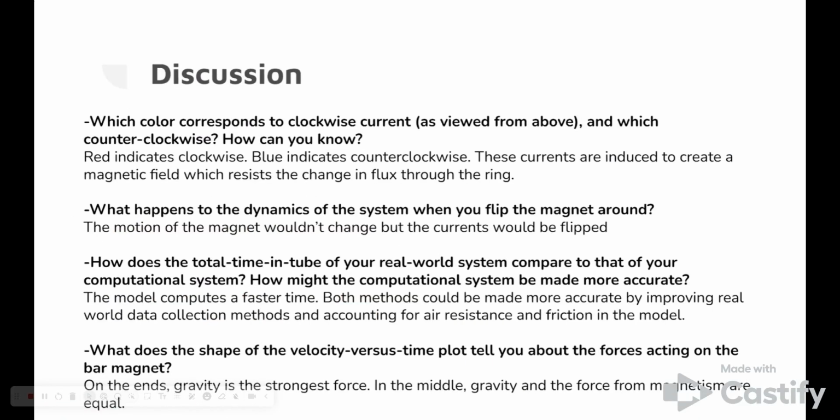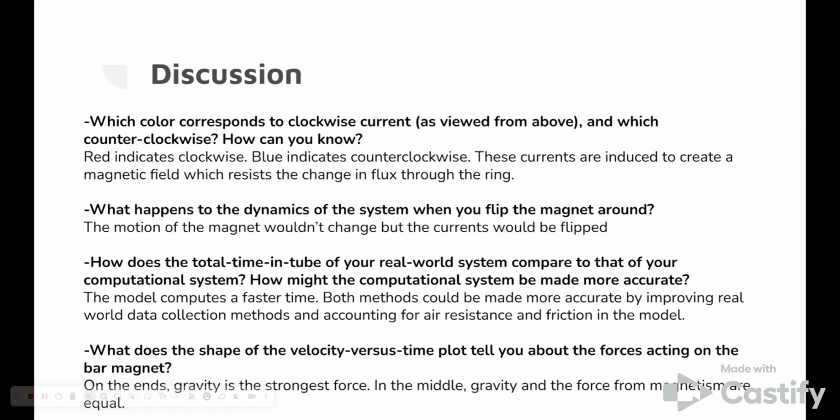Some discussion. Which color corresponds to clockwise current as viewed from above, and which is counterclockwise? Red indicates clockwise, and blue indicates counterclockwise. These currents are induced to create a magnetic field which resists the change in flux through the ring. So what happens to the dynamics of the system when you flip the magnet around? The motion of the magnet wouldn't change, but the currents would be flipped.